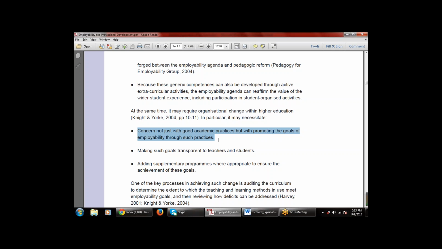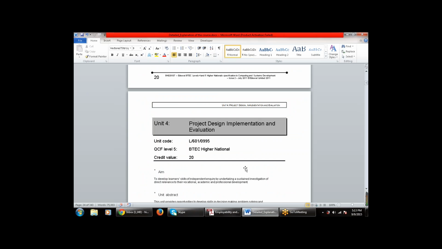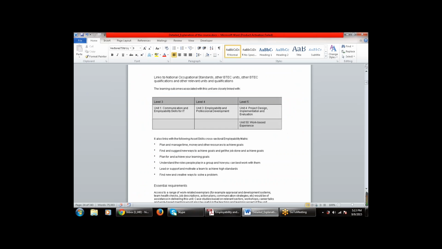So every module has some target. Keeping in mind the target, what is the main target? It is to achieve good academic practices while promoting the goals of employability through such practices. Now the second point is making such goals transparent to the teachers and the student. That's why I show you this screen. This is the main project, and this is the main target in this one.